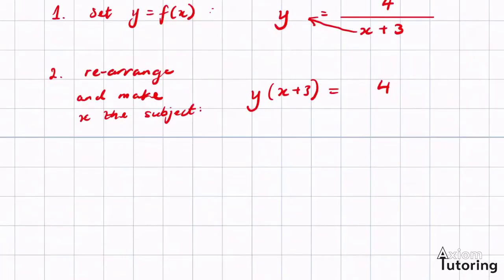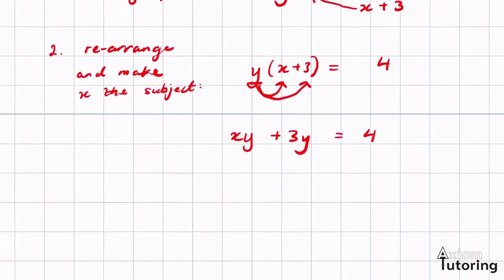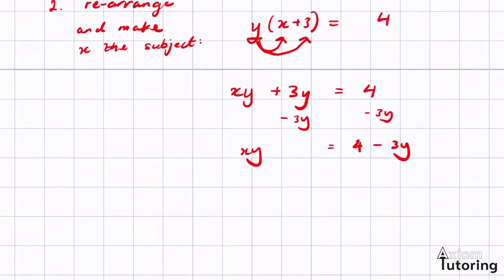And so now let's multiply out the left-hand side. We get xy plus 3y. So I'm just taking y and multiplying it by each term inside the brackets, equal to 4. So again, we're rearranging to make x the subject. So what I can do is minus 3y from both sides to get xy equals 4 minus 3y. And then I can divide both sides by y to get x equal to 4 minus 3y over y.